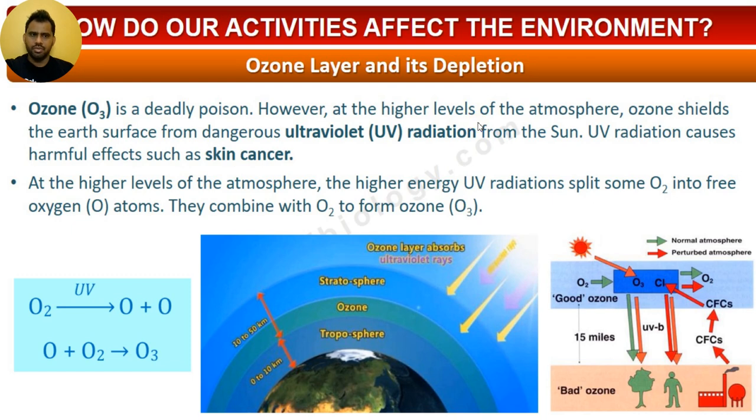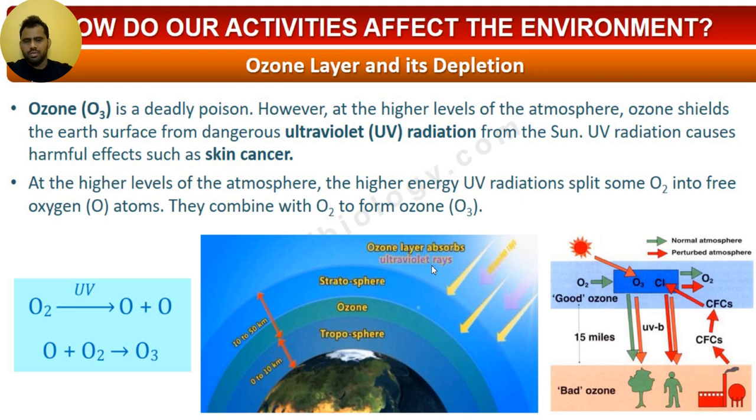However, at higher levels of the atmosphere, ozone shields the Earth's surface from dangerous ultraviolet radiations from the sun. The sun will give dangerous ultraviolet radiations, so ozone will shield the Earth's surface from such radiations. UV radiation causes harmful effects like skin cancer. At higher levels of the atmosphere, the higher energy UV radiations split some O2 into free oxygen atoms. They combine with O2 to form ozone. O2 plus O is O3.